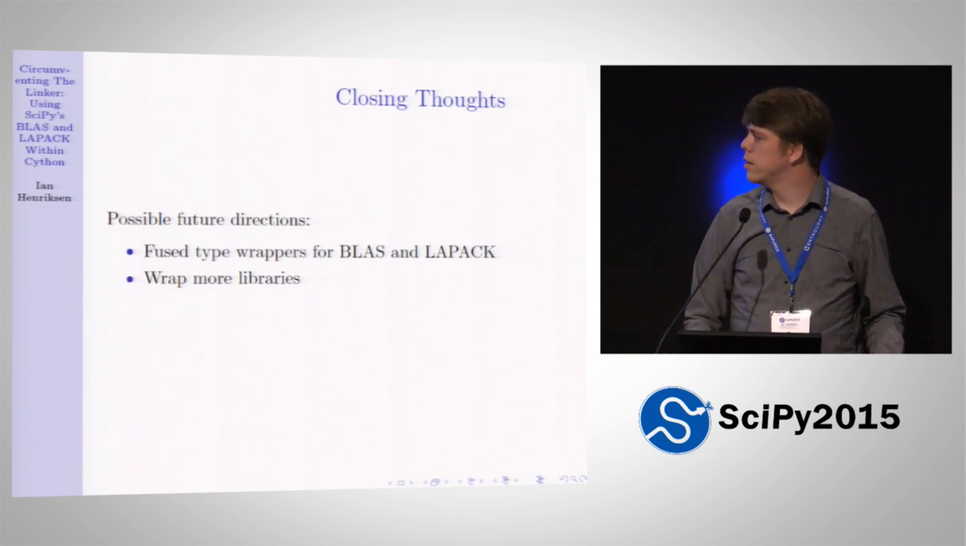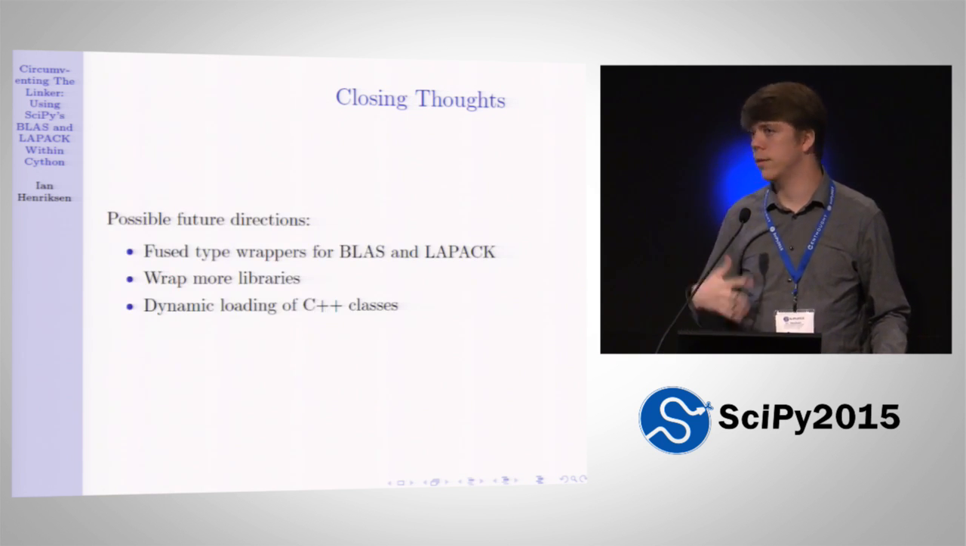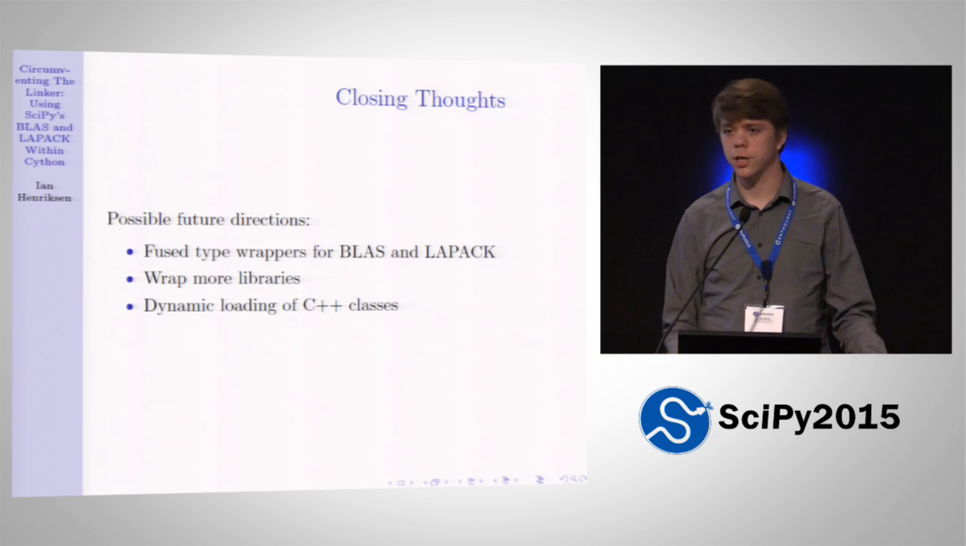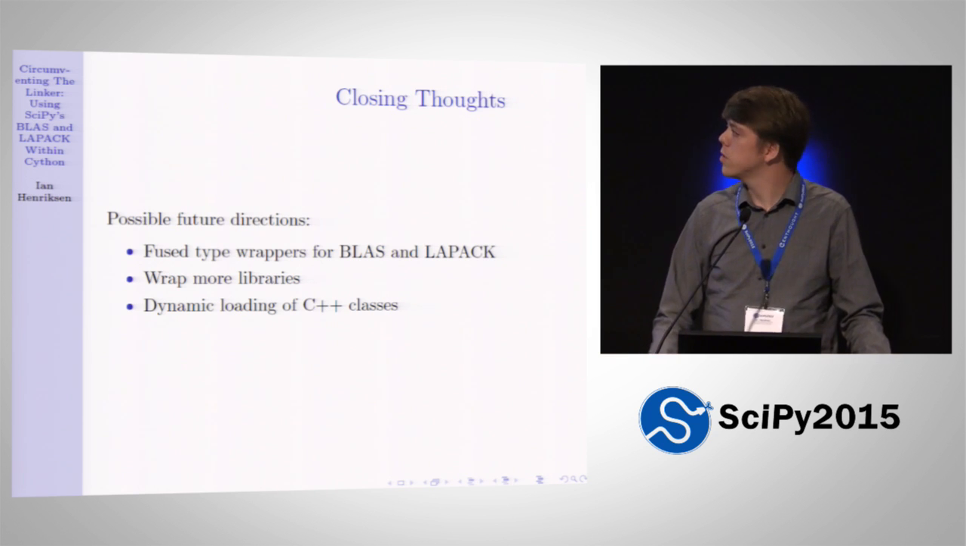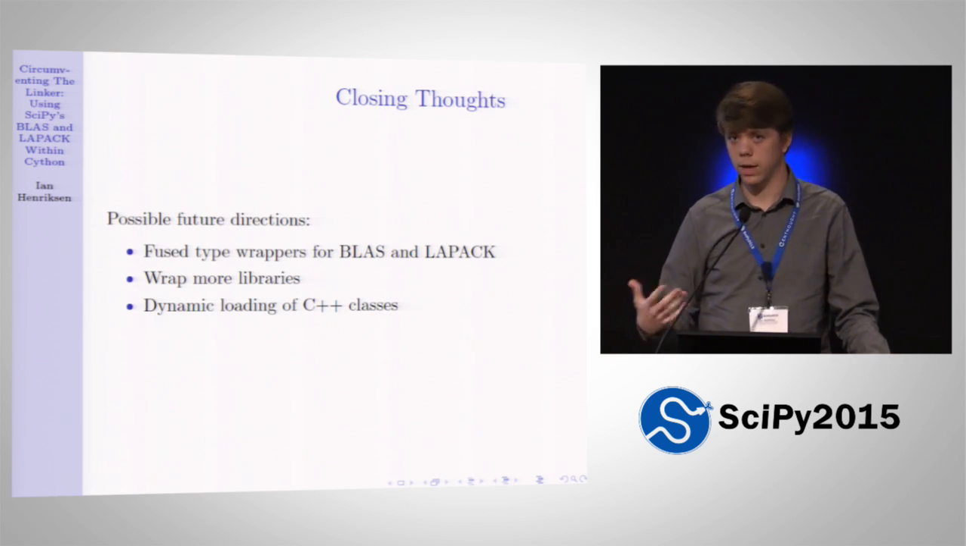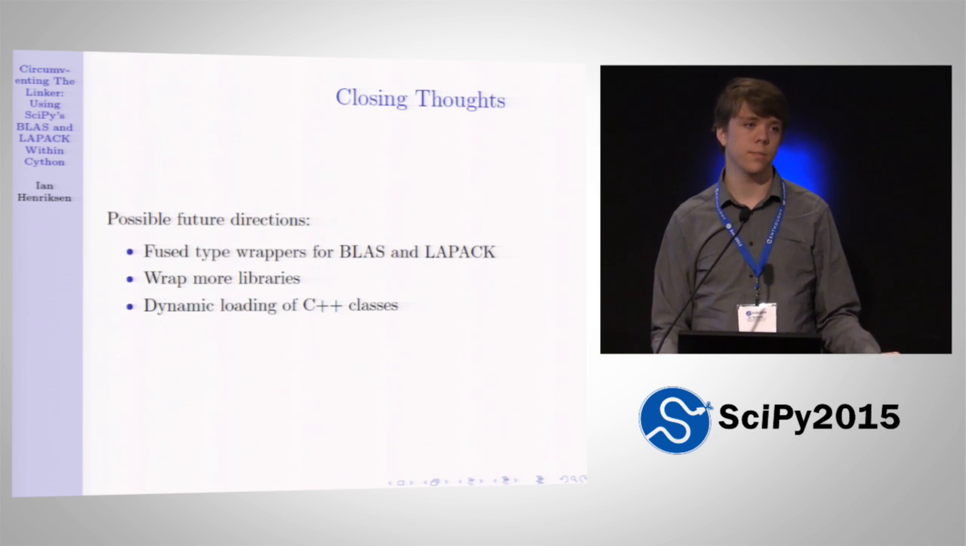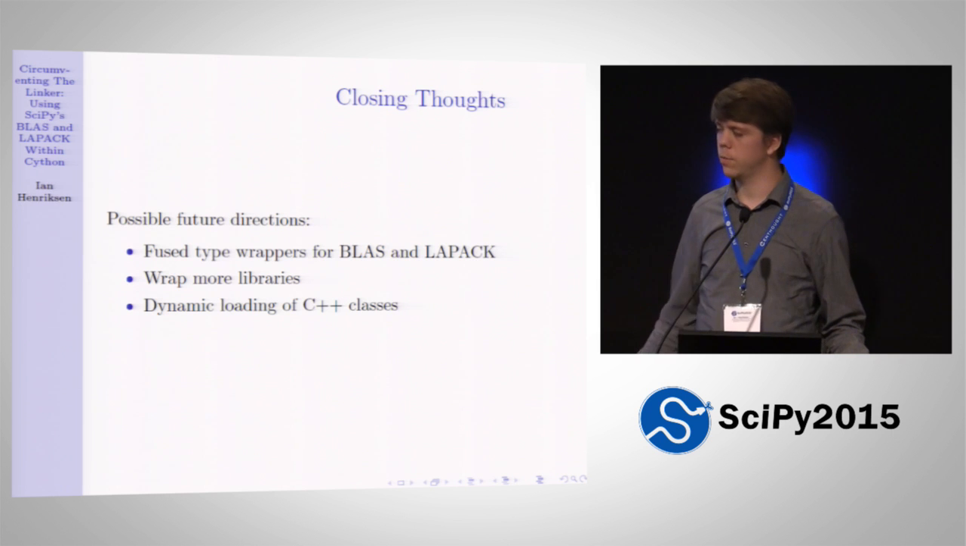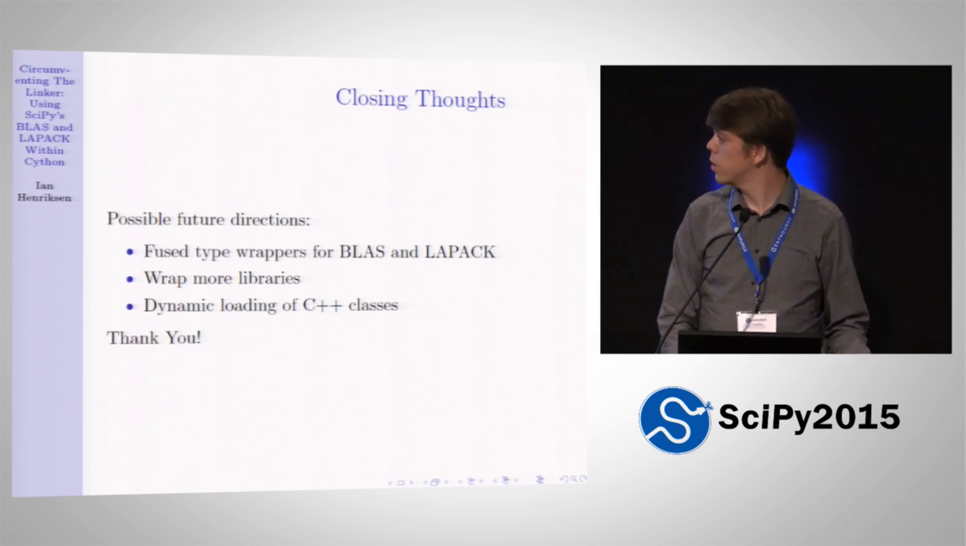And then, a couple things that I'd like to see at some point, time permitting, I may implement these myself, are fused type wrappers, so you can do type dispatching within Cython. Also, wrapping more libraries, that's something I'm working on right now. And then also dynamically loading C++ classes. That's actually kind of a tricky problem that I haven't figured out, but I'd really love to see. So, thank you very much.